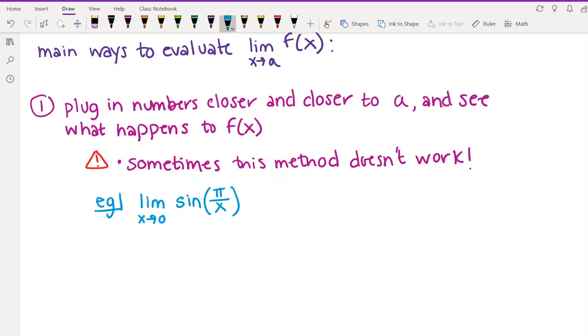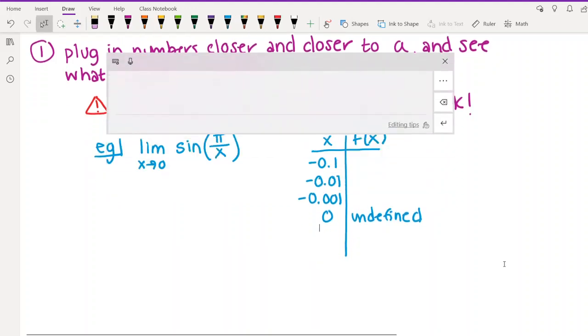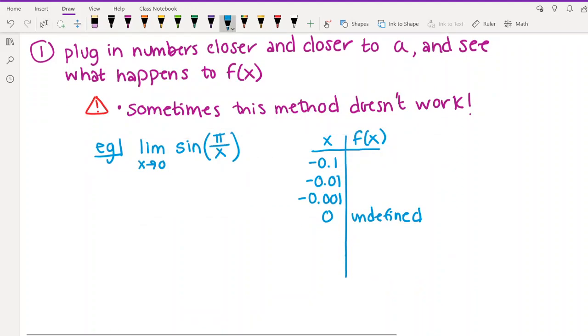So if you were doing this problem, the way that we described in yesterday's video, you would probably do something like this. You would say, okay, let's pick some x values that are just below 0. So that would be like negative 0.1, negative 0.01, and negative 0.001. And then we know that at 0, it's undefined. And then if you're plugging in numbers above, you would probably plug in something like 0.001, 0.01, and 0.1.